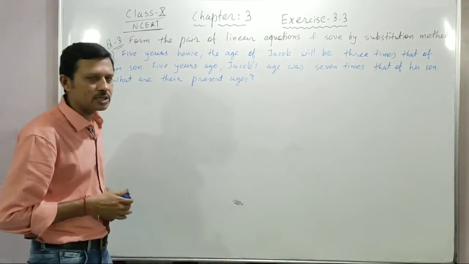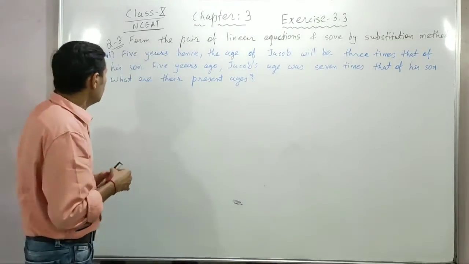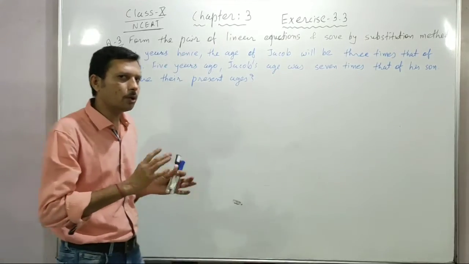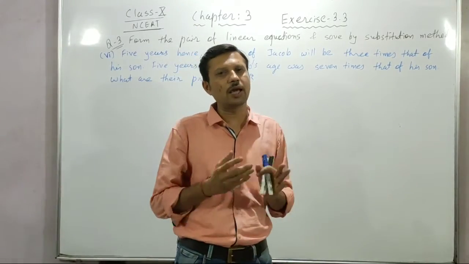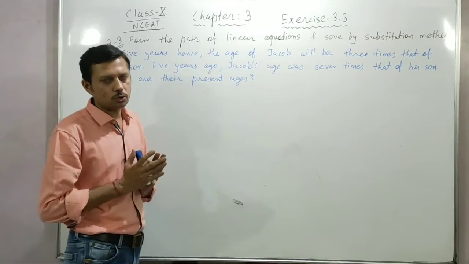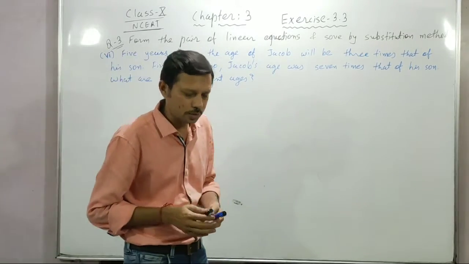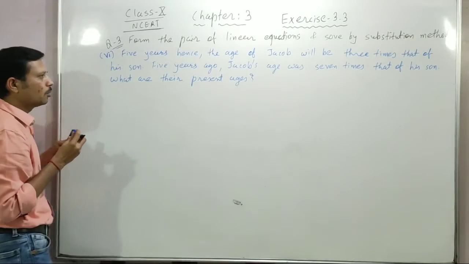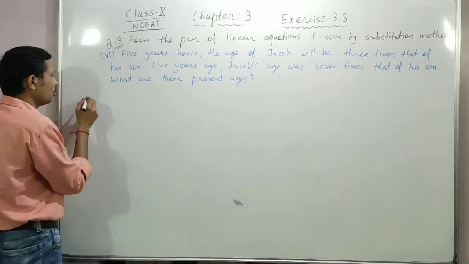So what are their present ages? First of all, we have to assume their present ages as variables x and y. Here the question is related to age, so the unit required is years. In a word problem, mostly you require a unit, so take care about it.